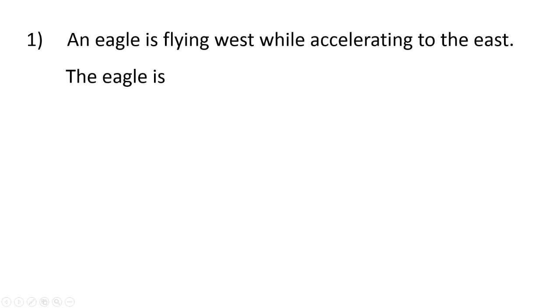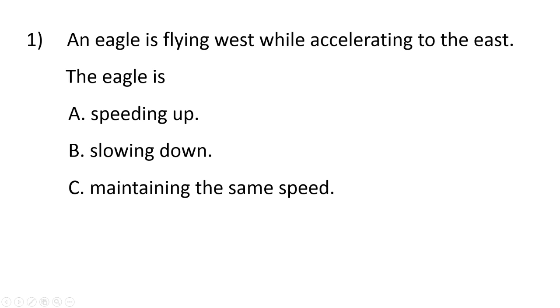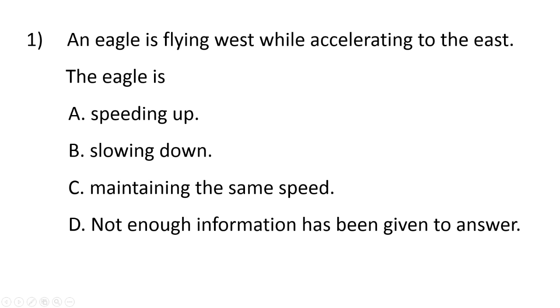Let's try to use these rules for a question. An eagle is flying west while accelerating to the east. The eagle is A, speeding up, B, slowing down, C, maintaining the same speed, or D, not enough information. To answer the question, we have to figure out whether the acceleration and velocity are in the same direction or opposite directions. So first it says the eagle is flying west.